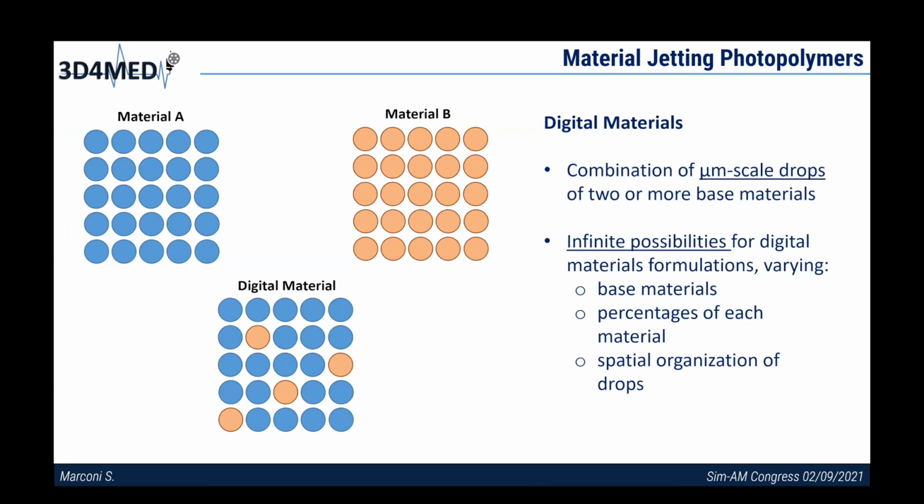Just to recall the concept behind material jetting, in this technology, we start from 2 or more materials that can be combined at a micrometer scale thanks to the local combination of drops of each material. So looking at the concept, we can immediately understand that we have infinite possibilities in the development of new material formulation. Varying the base materials, of course, the percentages of each material, and also the spatial organization of droplets, creating also microstructures inside a base matrix.